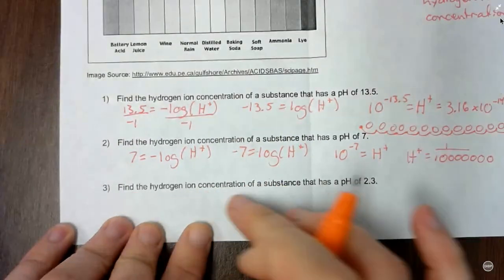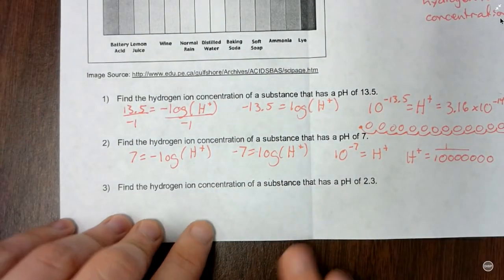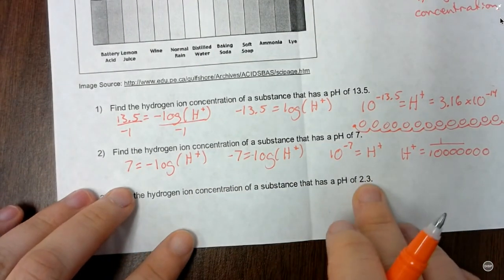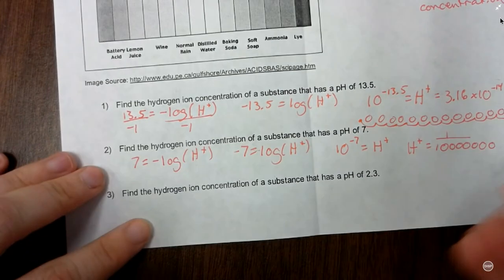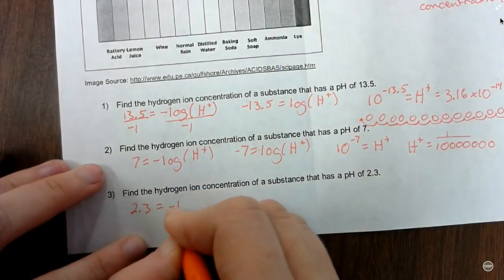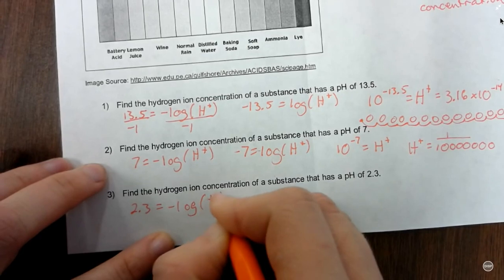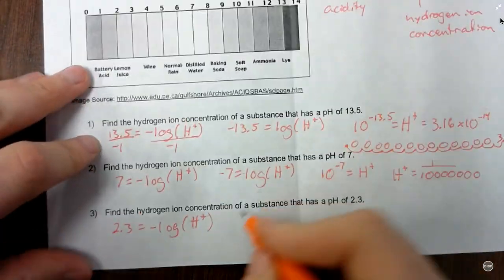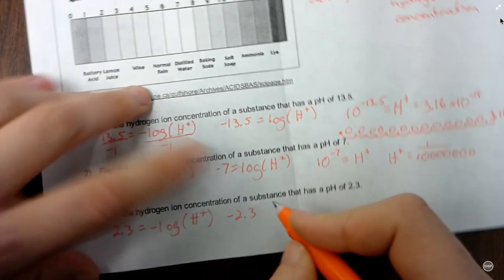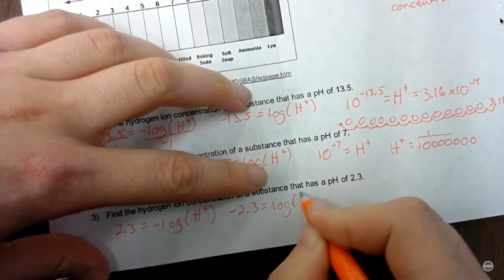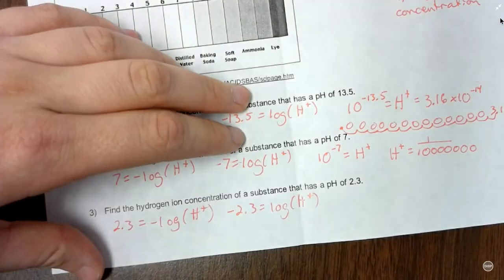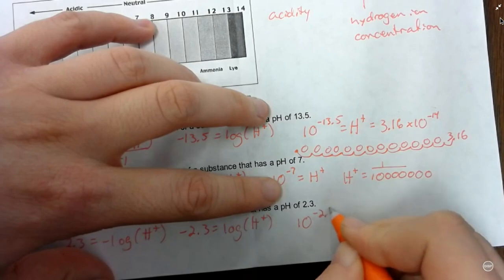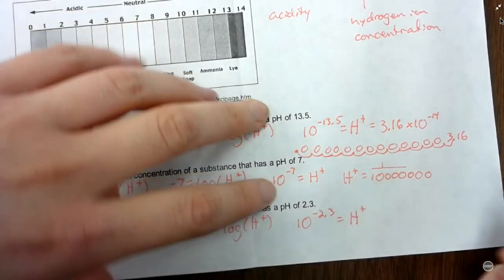One more. Find the hydrogen ion concentration of a substance that has a pH of 2.3. Now this one again is going to be much less nasty than the other two because the pH is getting closer to 0. So 2.3 equals negative log of H plus. Divide by negative 1 on both sides just like we did up here. So you get negative 2.3 equals log of H plus. Turn that into exponential form. 10 to the negative 2.3 power equals H plus.